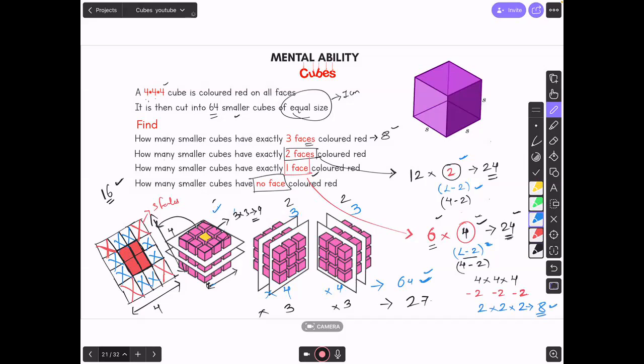8 such cubes will be there inside. Okay, imagine this is a big cube, 4 centimeter. So 8 cubes will be there inside which you cannot see from outside, which have no face colored red because they are not exposed. That's why they have no face colored red.